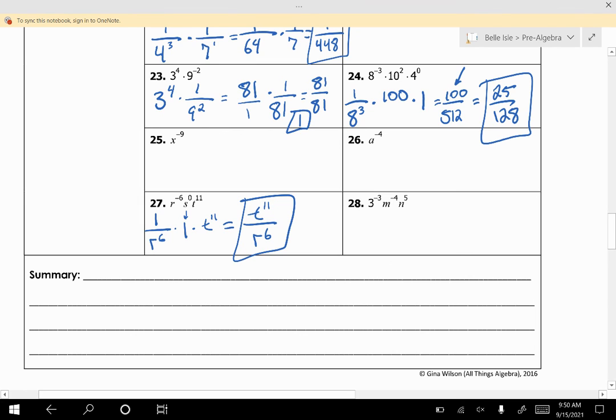Okay, so try and do 28 on your own if you haven't already. Okay, if you're getting lost, just follow your rules. Okay, we've talked about three different ones.